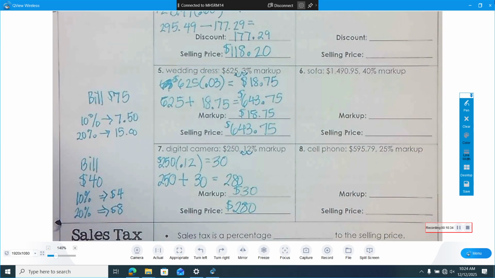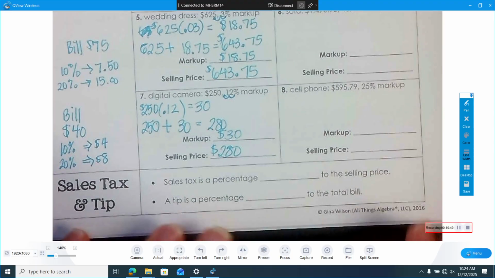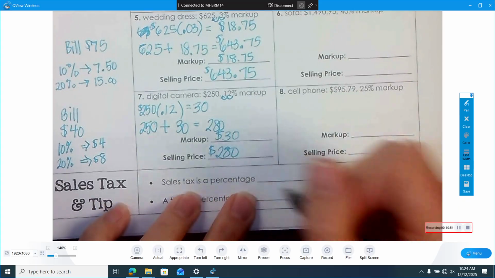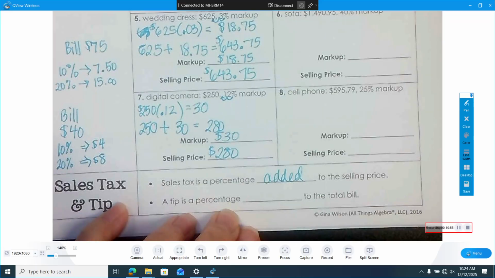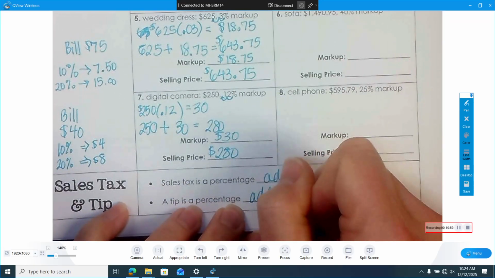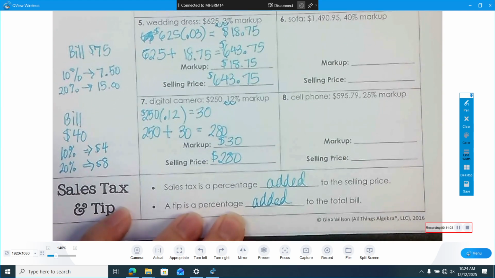This is how we can figure out, if you want to give 15%, it should be between the 7 and the 15, somewhere in between those. So it's really easy to figure out 10% of something. Sales tax is a percentage added to the selling price, and tip is also a percentage that we get to add to the total bill, which I hope you know.